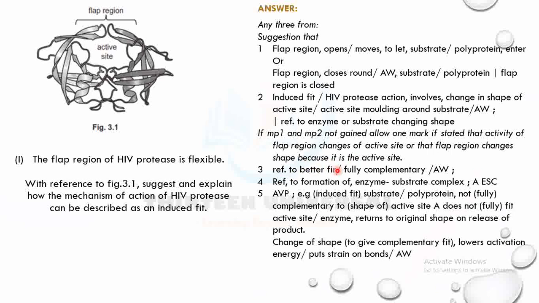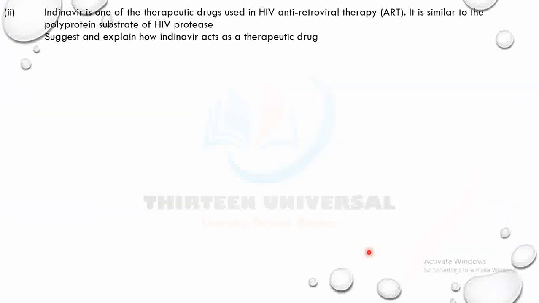With reference to induced fit, it becomes fully complementary when it changes shape, with reference to formation of the enzyme substrate complex. Okay, so you can see complementary to shape. Once it changes its shape, they fit in more, so fully fit in. Change of shape to give complementary shape lowers activation energy, puts strain on the bond to break the bond. Okay, 3 marks.